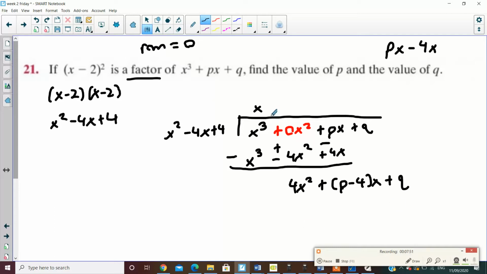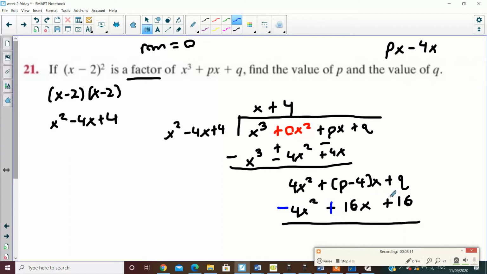How many times does it go in now? 4 times, so anybody? 4x squared, yeah. Minus 16x and 16. Take them away. Minus, plus, minus, 0, 0, 0. So q minus 16 equals 0.